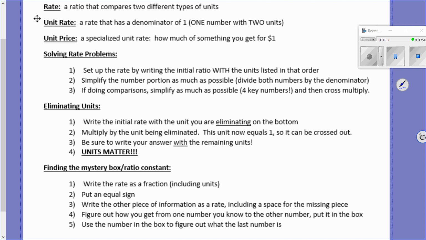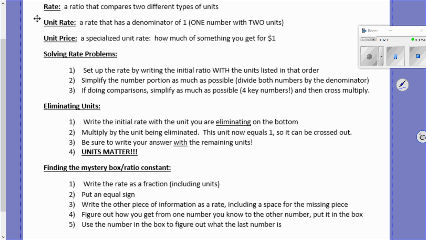First off, if we're solving a rate problem, the first thing you want to do is set the rate up so that the initial ratio has the units listed in that order. You then simplify the number portion as much as possible. The easy way, divide both numbers by whatever your denominator is. If you are doing comparisons, an easier way is to simplify as much as possible using your 4 key numbers, 2, 3, 5, and 7, and then you can cross multiply. Remember to multiply from bottom to top and write it down on that side, because that's going to tell you which side is bigger, which side is smaller.